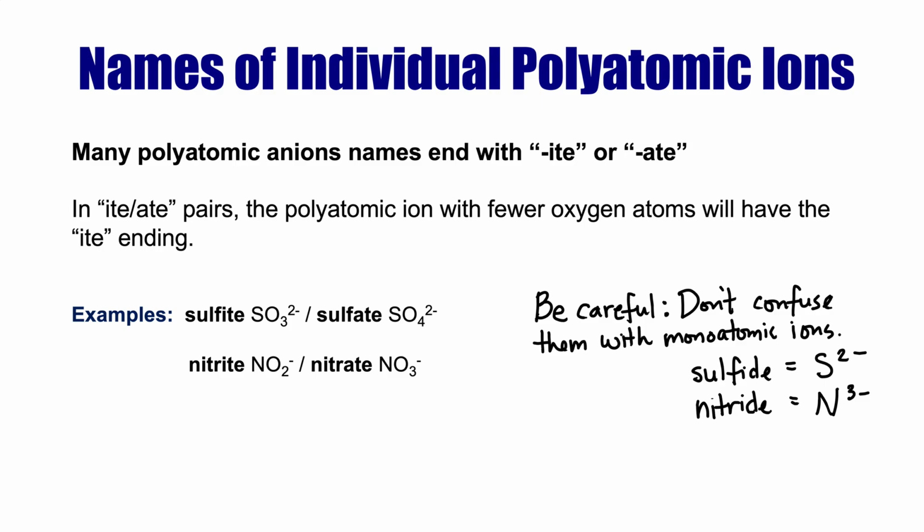Nitrite and nitrate are polyatomic ions, but then you have nitride, which is nitrogen with a charge of -3. So you really need to pay attention to details. You're checking both the front of the periodic table and the back.